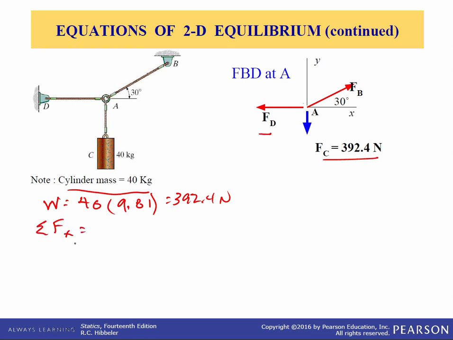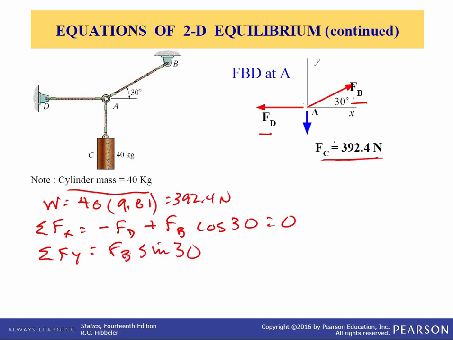So we have FD, but it's pointing to the left, so it's negative. FC doesn't have a component in the x direction. FB does. It's in the first quadrant, so it is plus FB times the cosine of 30. That's equal to 0. Now we sum forces in the y. We have the component of FB in the y direction. It's positive. FB times sine of 30. And we have the weight, which is negative, pointing down, so minus 392.4.